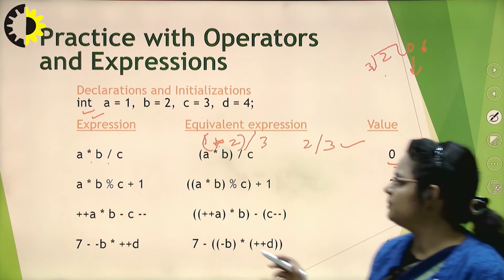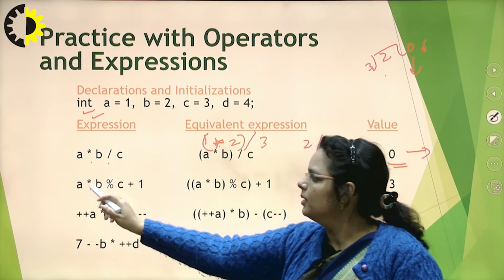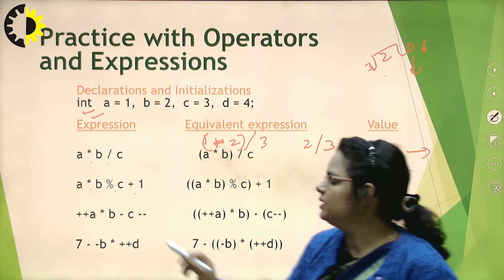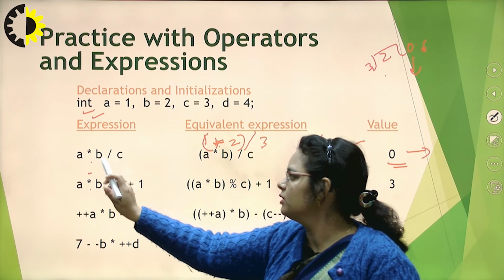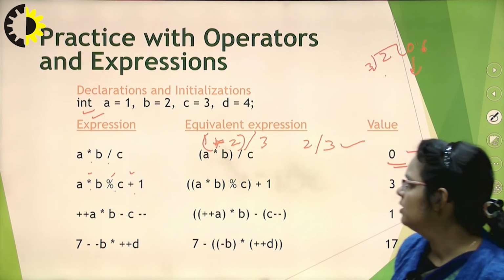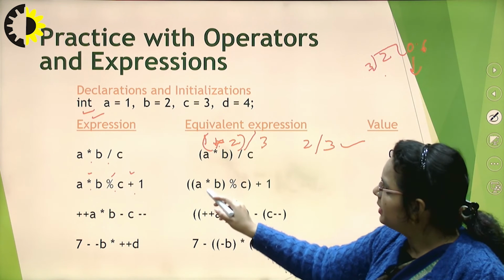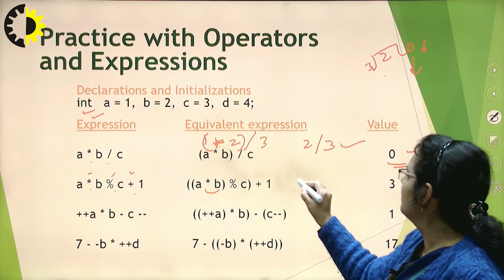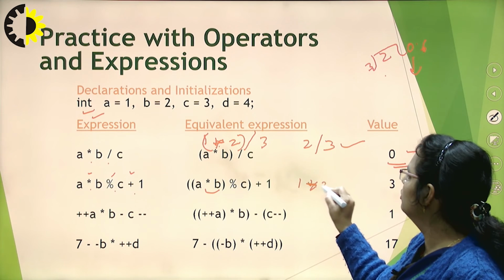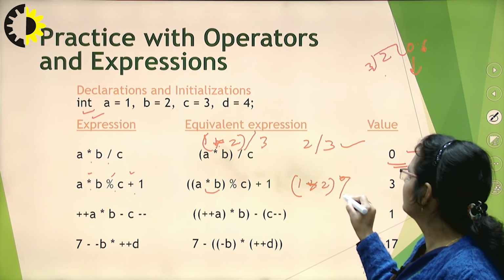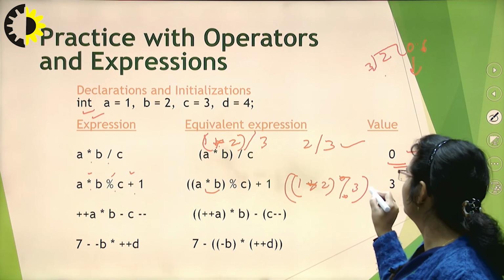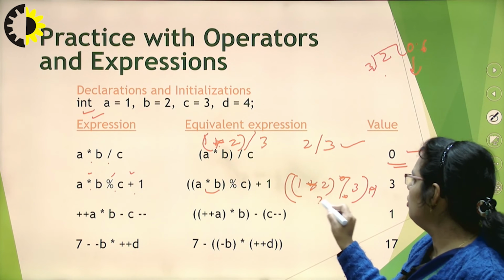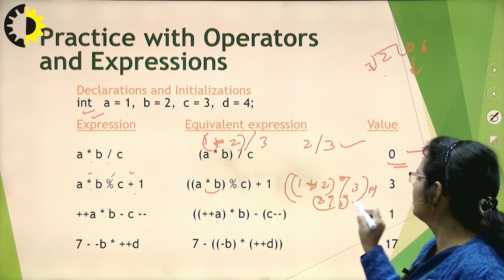Now let us take another expression. The expression has the operators multiplication, modulus and plus. As per the associativity, first of all this would be evaluated and then this and then this. So yes, I have put these in parentheses. As per the associativity, let us say A has value 1, star B has value 2, modulus C has value 3 and plus 1. So A into B means 2 modulus 3 plus 1.